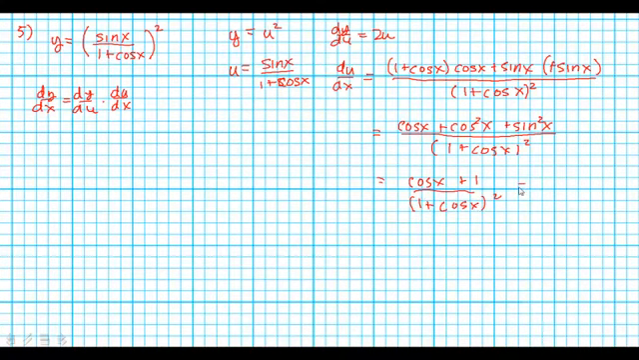Those two quantities are exactly the same, so I'm left with 1 over 1 plus cosine. So my end answer is 2u times 1 over 1 plus cosine. And of course, u is sine x over 1 plus cosine, giving us a total of 2 sine over 1 plus cosine quantity squared.